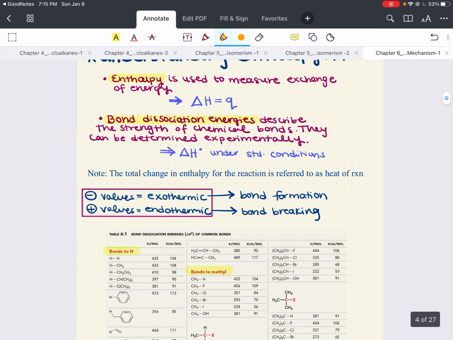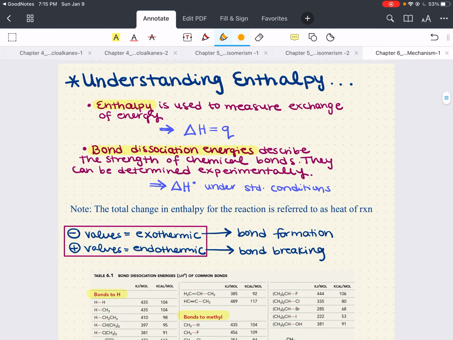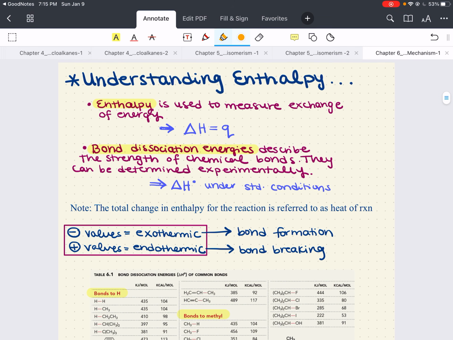Enthalpy is a property of a thermodynamic system, and it is a measure of heat in the system. So you can think of delta H, enthalpy, as a heat term. In other words, enthalpy is used to measure the exchange of energy, kinetic energy specifically, the kind that leads to bond formation and bond breaking, for example.